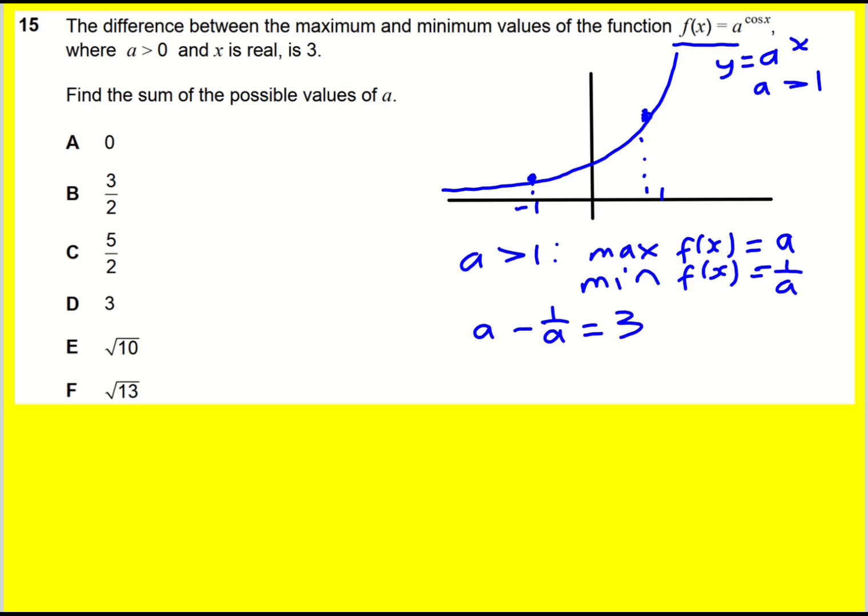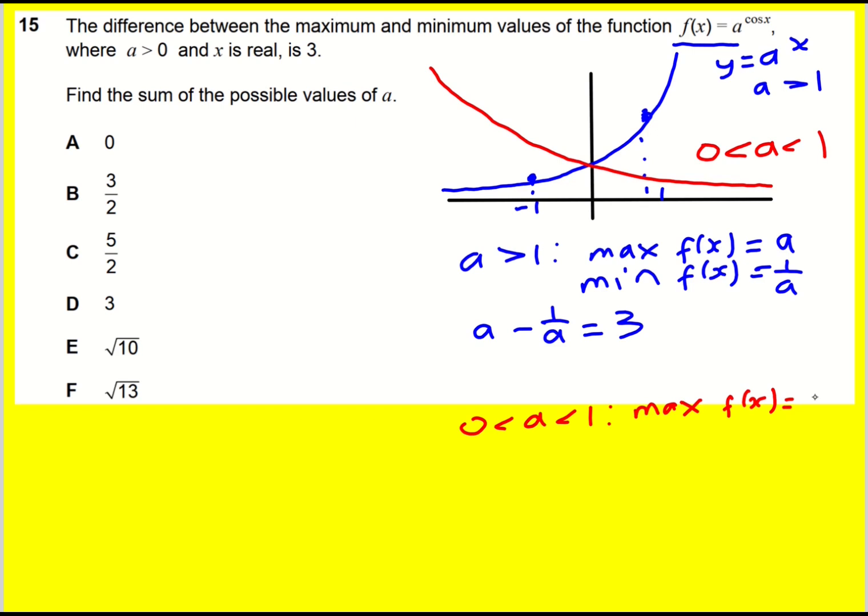Now, we're not quite done because I've only looked at a being greater than 1. What if a is less than 1? It's still greater than 0. Then you actually get a negative exponential. It looks like this. And we're going to get a very similar setup. But now, the maximum value of f of x is going to be 1 over a, because when you do 1 over, like, 0.5, you actually get 2. And the minimum value is a. It swaps around. So we get 1 over a minus a equal to 3.